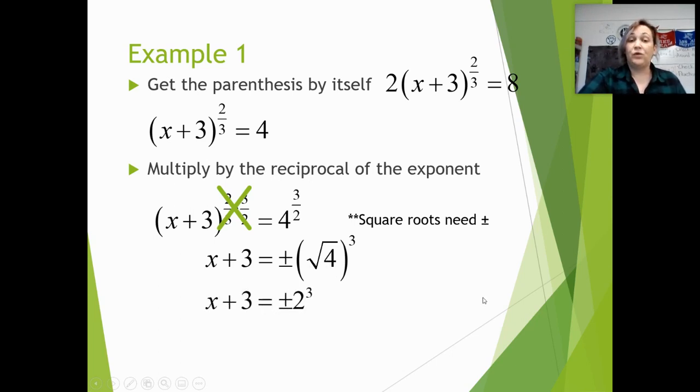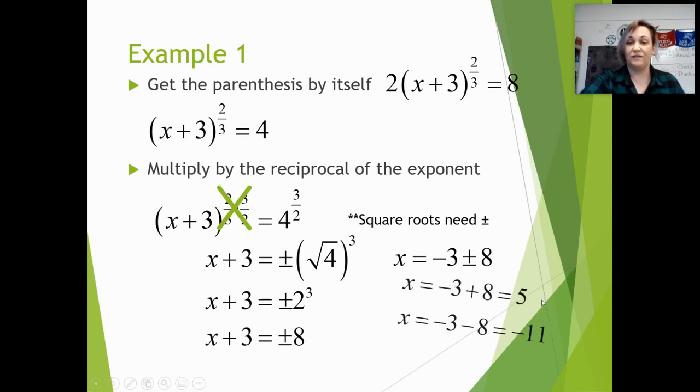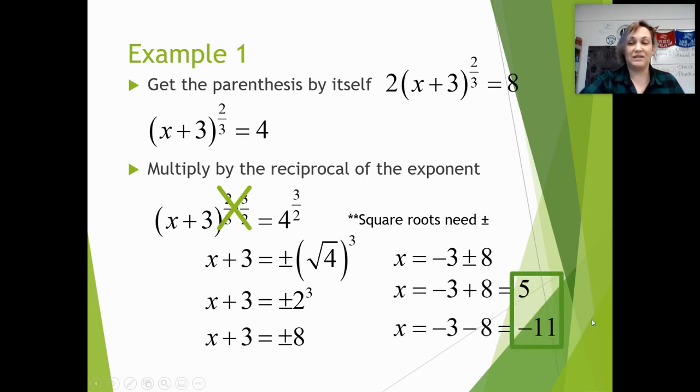The square root of 4 is 2, and 2 to the 3rd is 8. And we're almost there. So I'm going to subtract the 3. I'm going to put the -3 in front of the plus or minus sign because that's the most natural, least confusing place to put it. And then we do get 2 answers. So -3 plus 8 is 5, and -3 minus 8 is -11. Okay, so 2 answers for this problem because we ended up taking a square root.